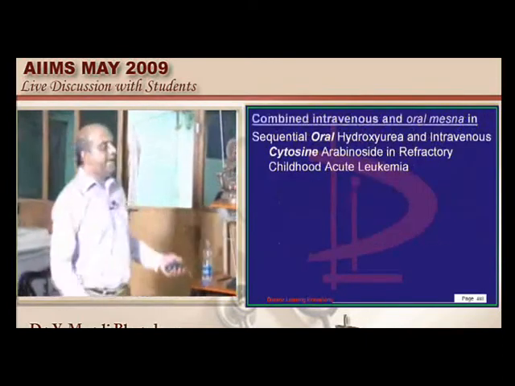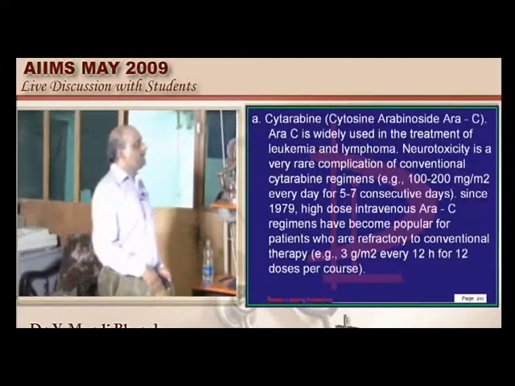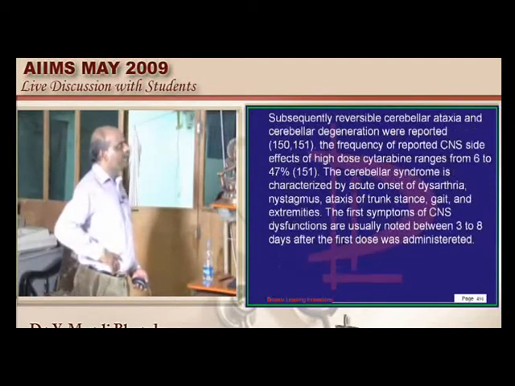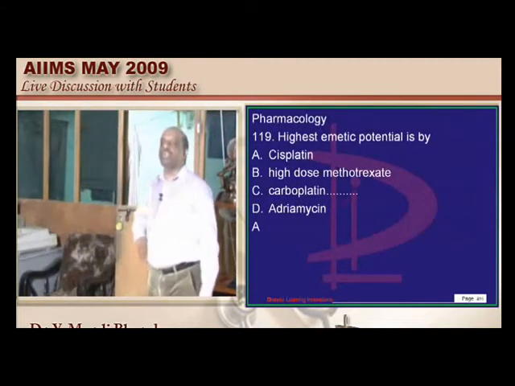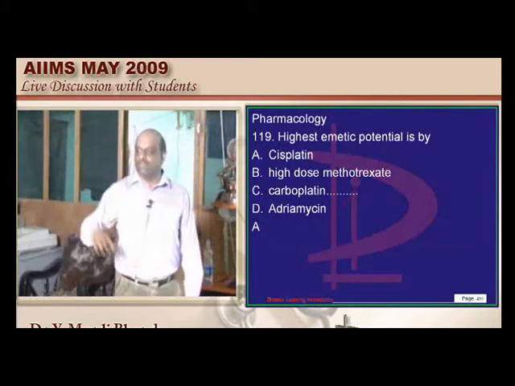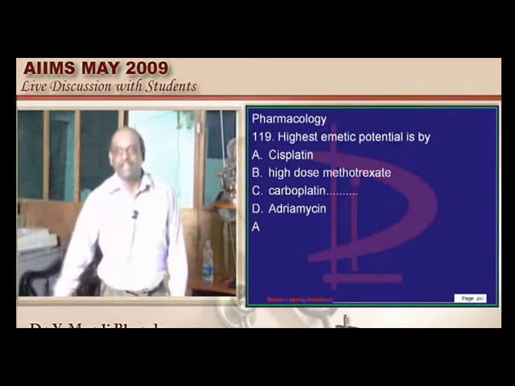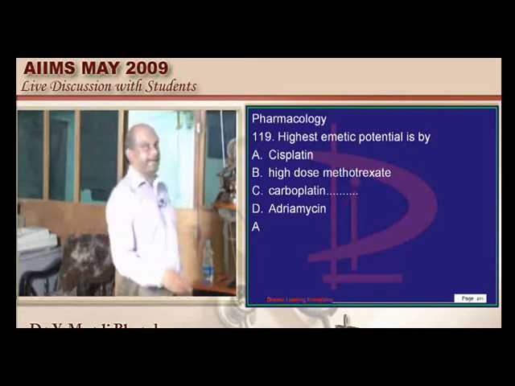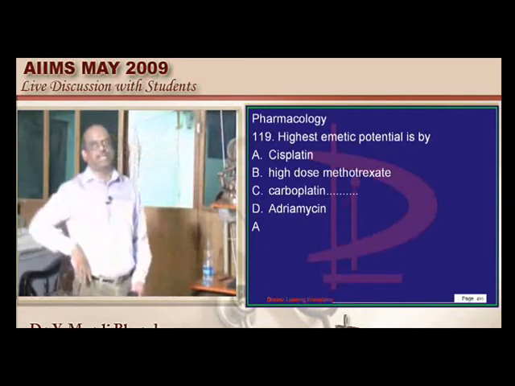Then cerebellar ataxia can be an adverse effect of which drug? It is the adverse effect of cytosine arabinoside that can lead to the development of cerebellar ataxia. I think this time the pharmacology questions are all you know or you don't know, stay or get out kind of questions. There is not much of pharmacokinetics, volume of distribution, all that Einstein level questions are not there. They are all various emetic toxicity kind of questions. Cisplatin has the highest emetic potential.